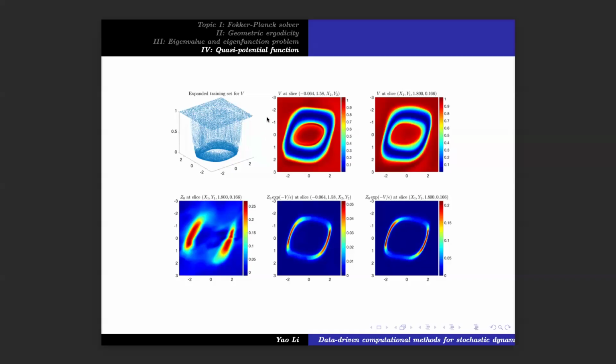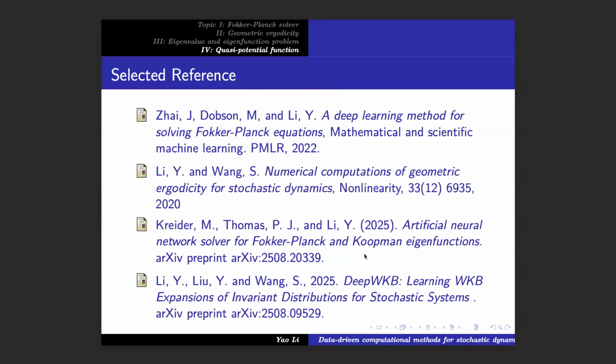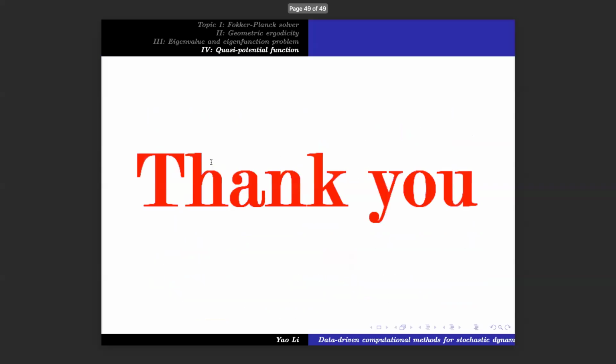But here I think the y-axis is flipped, and also we have this Z, and then we can recover this Fokker-Planck solution. Okay, I think the time is up, and that's all of my talk and some key references. So that's about the Fokker-Planck solver, about the coupling, about eigenfunction, and about the WKB expansion. I want to thank all of those collaborators that are involved in this project. Okay, thank you very much.